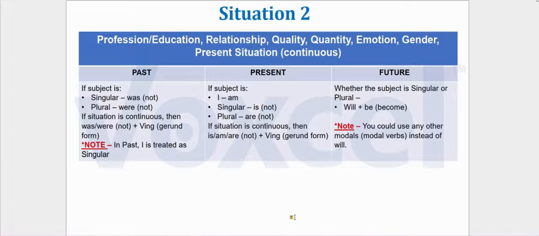Note, again, you can use other modal verbs as well, instead of will. So in the first situation, we are only using will with the verb's first form. Here we will use will be, and if there is any verb, the verb's third form will be used. Hope it is clear. Let's see some examples now.